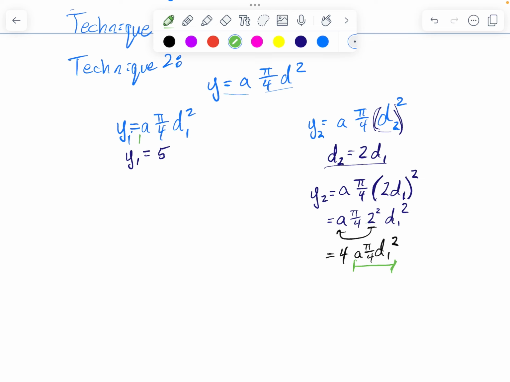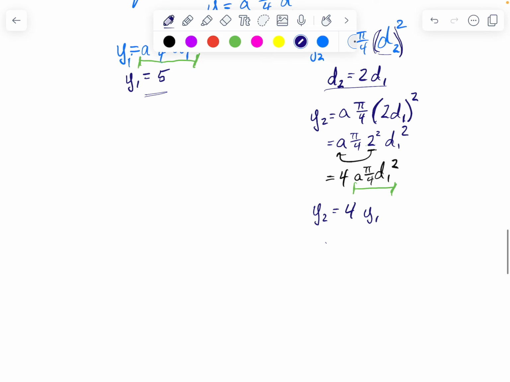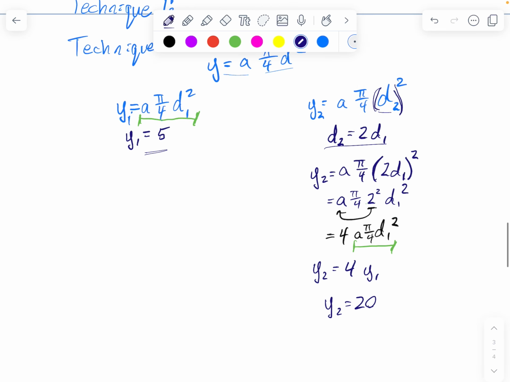Well, that quantity after the 4 is equal to y1. So we can substitute that in. And so we get that y2 is equal to 4 times y1. y1 is equal to 5. And so y2, the number of people that the new pizza can feed, is equal to 20.